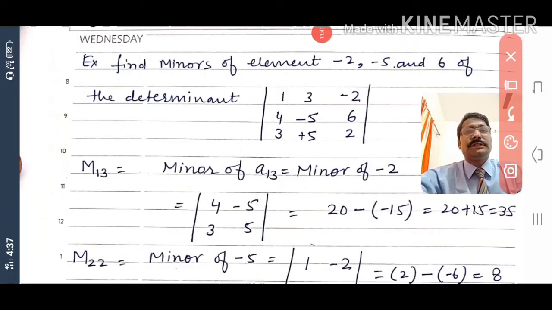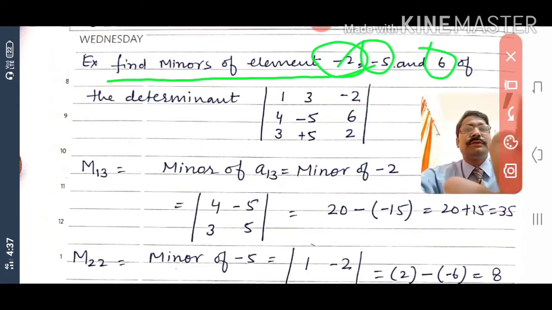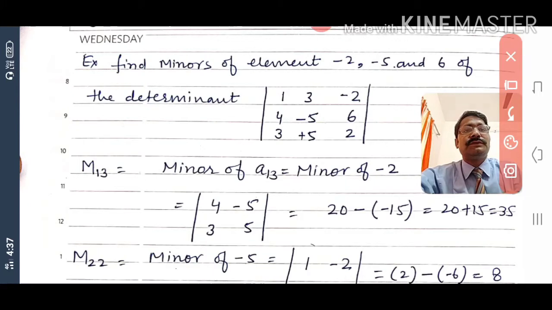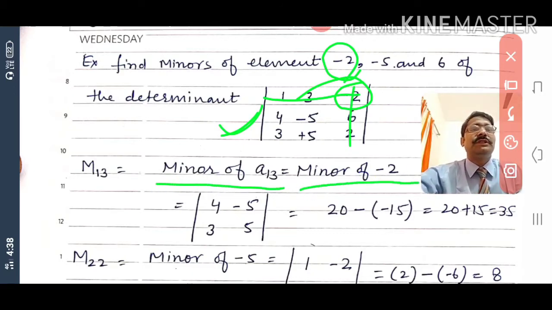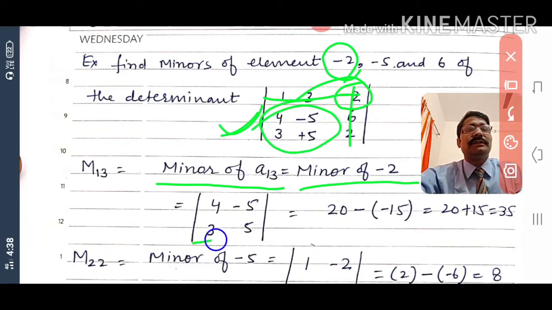Now look here, you have to understand this, find minors of elements -2, -5 and 6 of the determinant. In this we have these elements and for these elements you have to find the minors. So first this determinant is given to you, that you check. Now you have to find the minor of -2, means -2 is where? -2 is here. This is the first row and the third column, so it is minor of 13. Minor of -2, and that will be these elements we will take 4, -5, 3 and 5. This you will solve by cross product, 4 5s are 20 minus, for formula, and this is cross multiply, remaining cross multiply is 3 into -5, -15, you solve, you get 35.